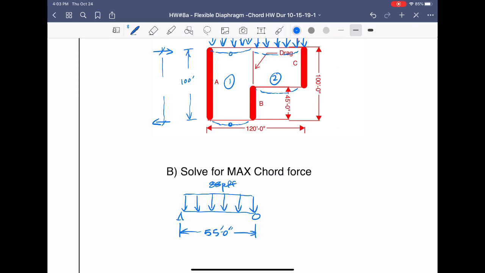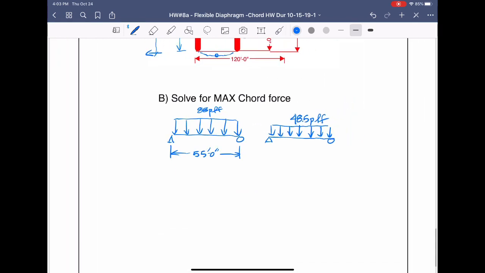And now let's do the other one, right? Remember, the whole point of a flexible diaphragm is that you can break, span up. It's not that you can, it's more like you should. So we got 48.5 pounds per linear foot. All right, so what we're gonna do is find the moment and then take what we call the couple. Okay, let's do this in an organized fashion.